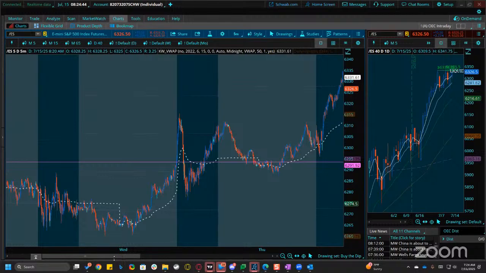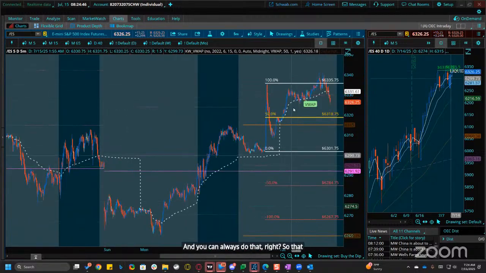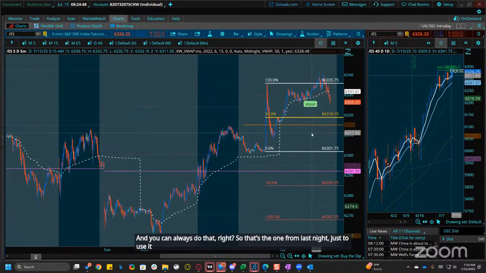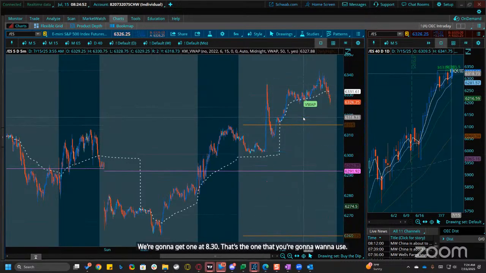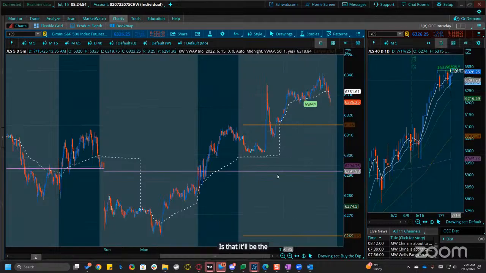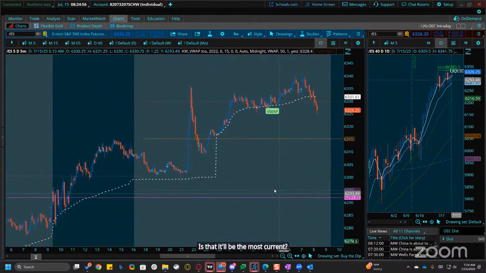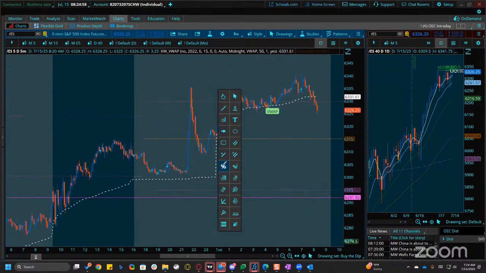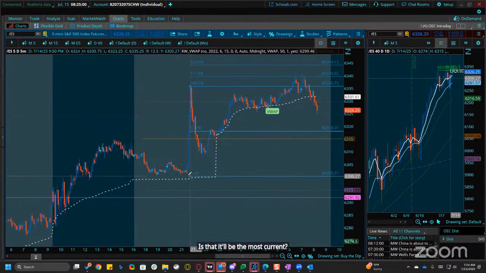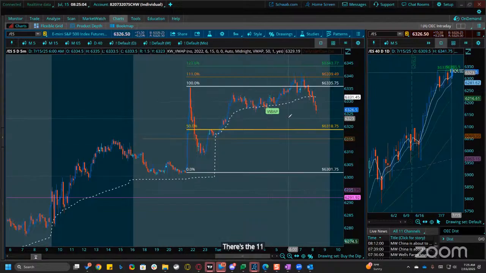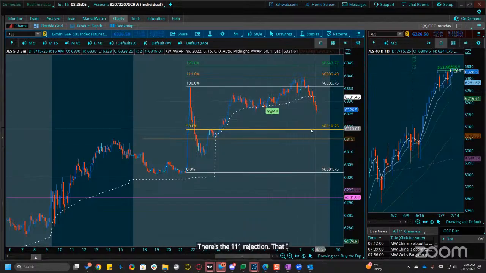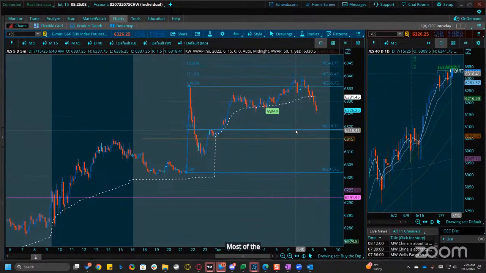And you can always do that, right? So that's the one from last night, just to use it for an example. We're going to get one at 8:30. That's the one that you're going to want to use because it'll be the most current. There's the 111 rejection that I use most of the time.